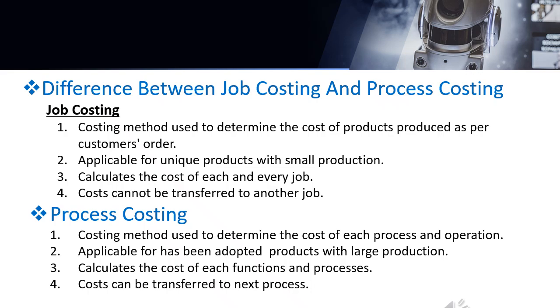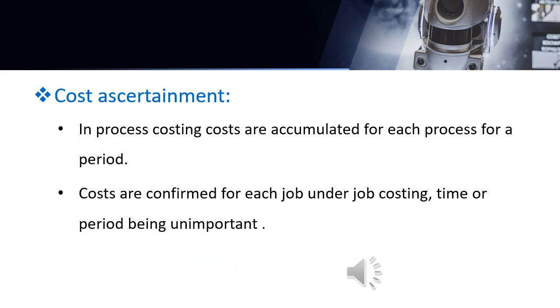Process costing: costing method used to determine the cost of each process and operation. Applicable for standardized products with large production. Calculates the cost of each function and process. Cost can be transferred to the next process. Cost accumulation. In process costing, costs are accumulated for each process for a period. Costs are accumulated for each job under job costing, time or period being unimportant.